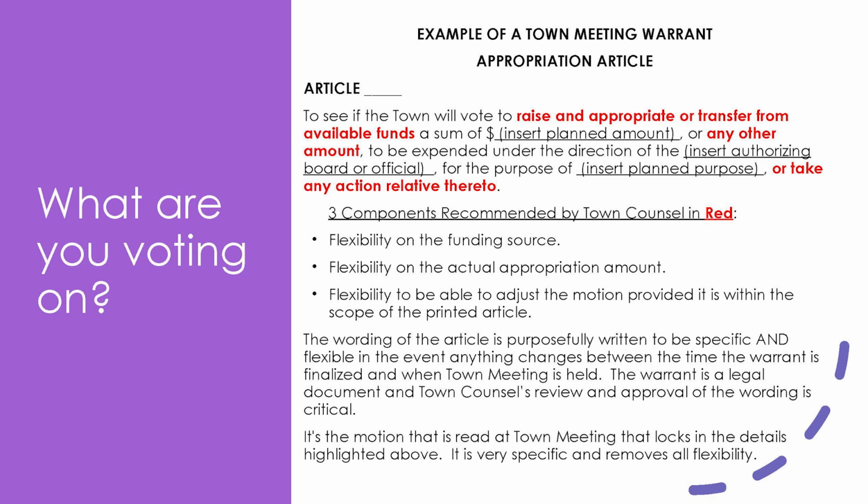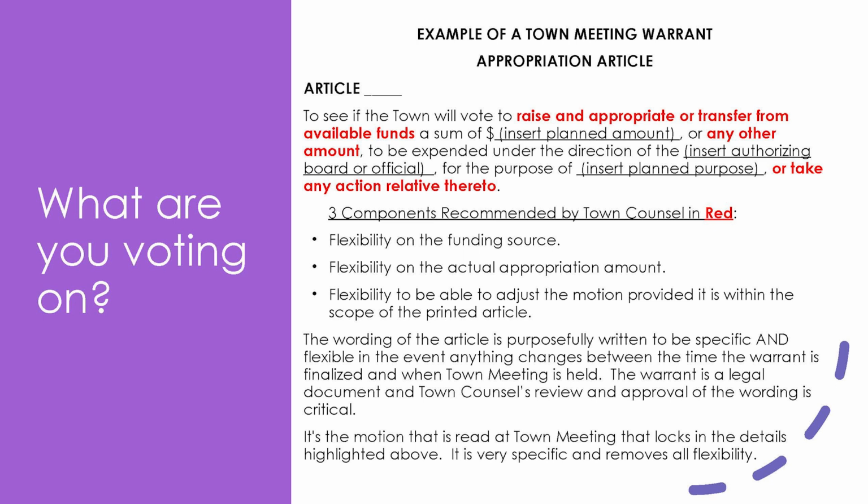For example, we're posting the one for May 5th tomorrow. And then it says the reason that the funds are being appropriated for, and that's usually quite specific. And then it says, or take any action relative thereto. That's really important. I think if you go to any town in Massachusetts, the end of any article will say that or something similar. In case something changes, it can be amended as long as it's within the scope of the article, as Sean was saying previously.